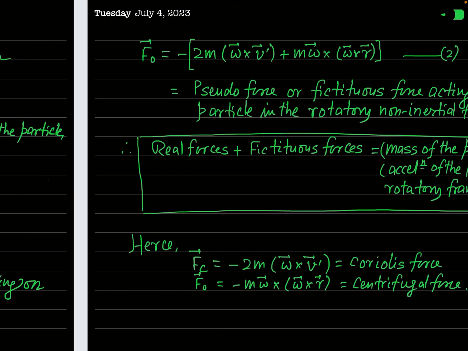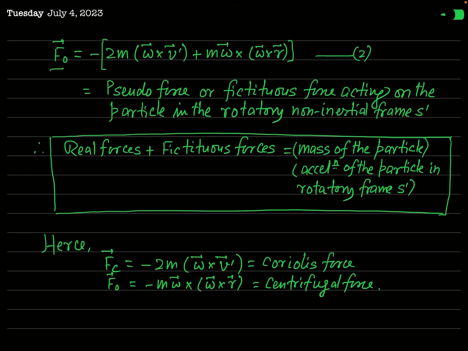And this F naught has been written for the remaining two terms in the LHS of the above equation. So you can say that this F naught is equal to, taking minus as a common factor, minus 2m times omega cross V prime plus m omega cross R. Actually the sum of these two terms gives the pseudo force or the fictitious force acting on our particle in the rotatory non-inertial frame. So in this case you can see there are two pseudo forces or two fictitious forces.